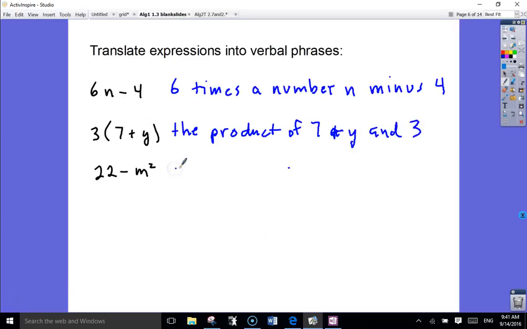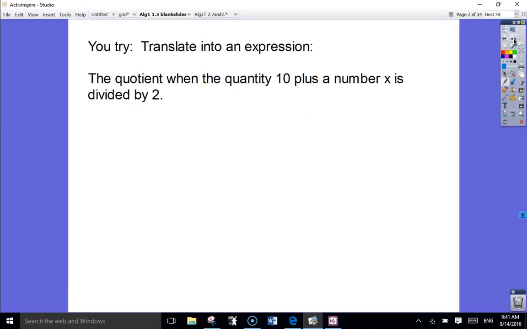Okay, 22 minus m squared. Another way they might say that is the square of m. It could be 22 less the square of m. The difference of 22 and m squared, right? So there are many different ways to get at the same thing. Okay, your "you try" is this.